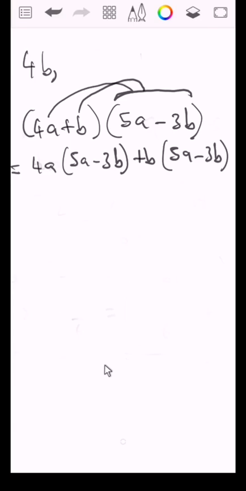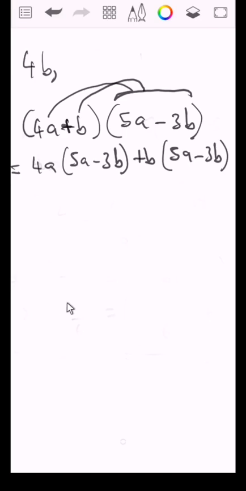So we demonstrate here how to remove the same brackets. Take each term in the first bracket and multiply the second bracket. A term here, 4a and b, is separated by arithmetic addition. So with addition you have to separate the terms into two.